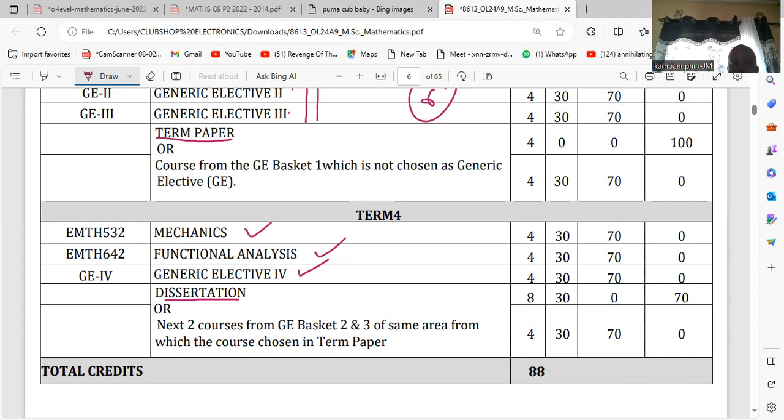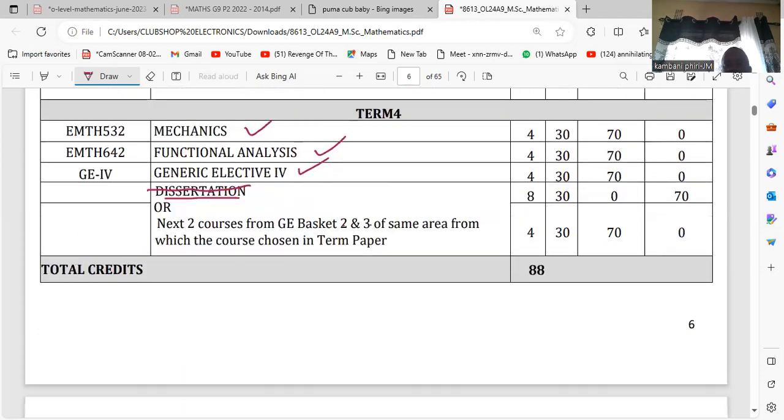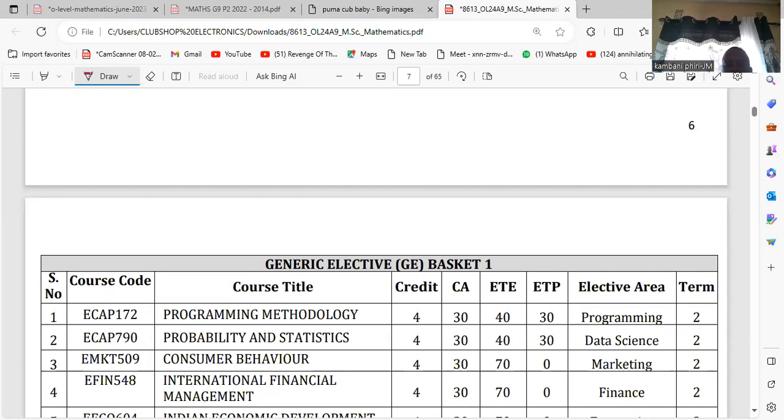Of course, in the 3rd semester, we're saying basket 1. Here now you go to basket 2 and then basket 3, of the same area from which the course was chosen in place of term paper. Meaning, therefore, that in the fourth semester, if you are not doing dissertation, then you are going to do 2 courses from the area that you picked in the third semester to replace term paper. Okay, basically that is what is there.